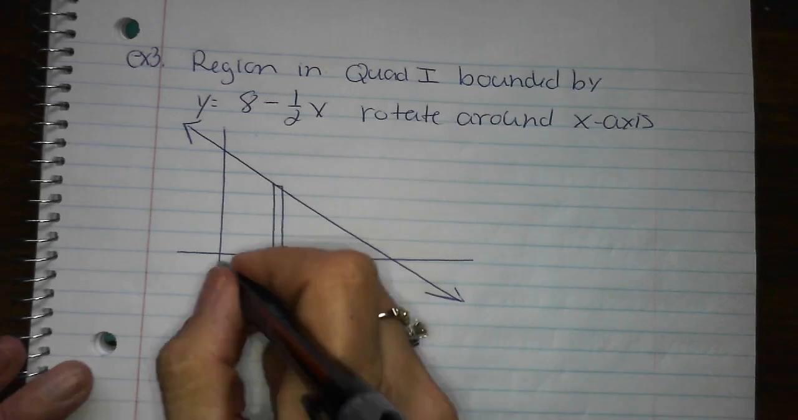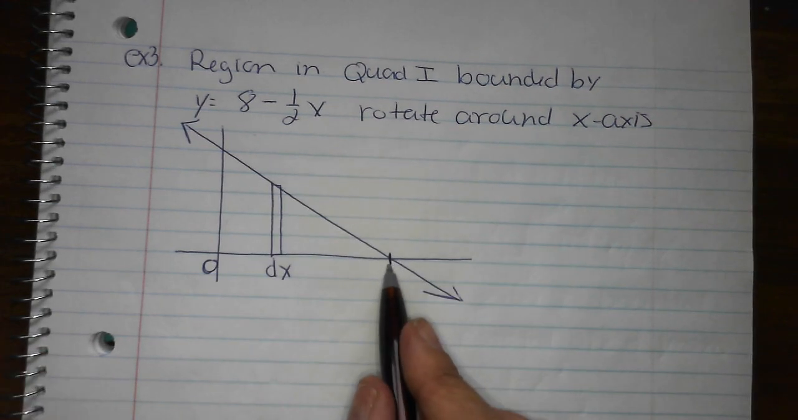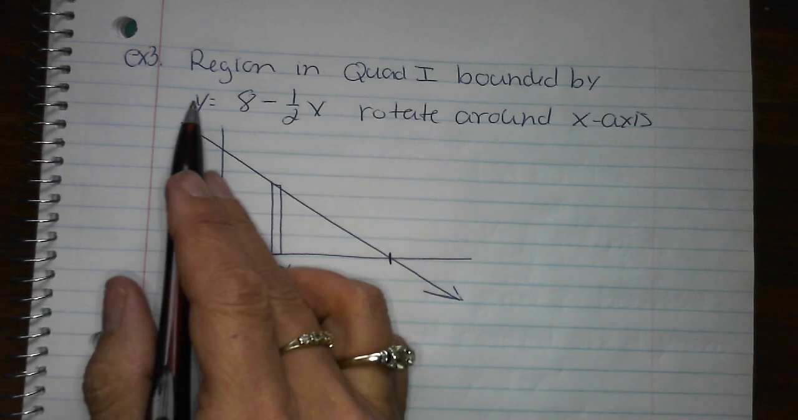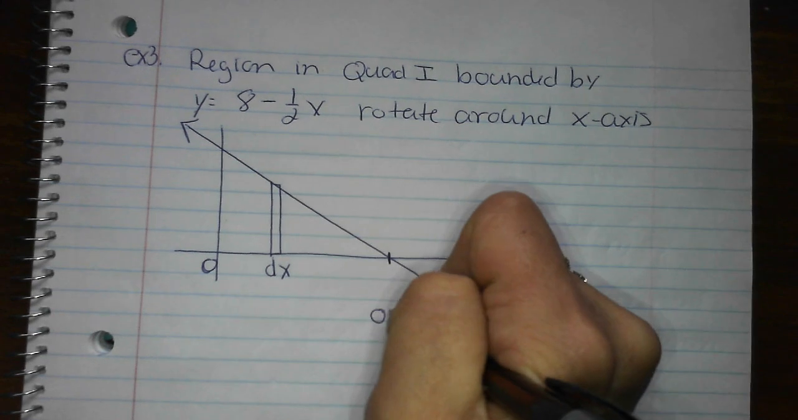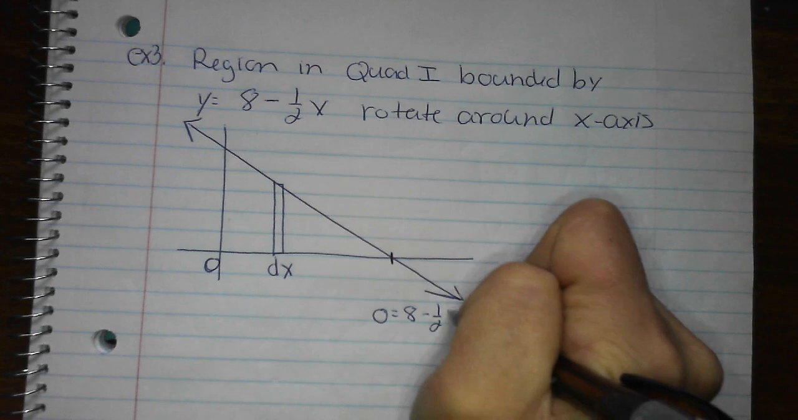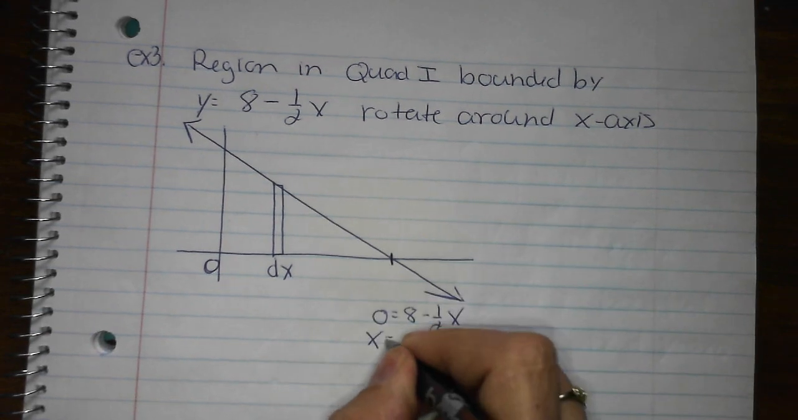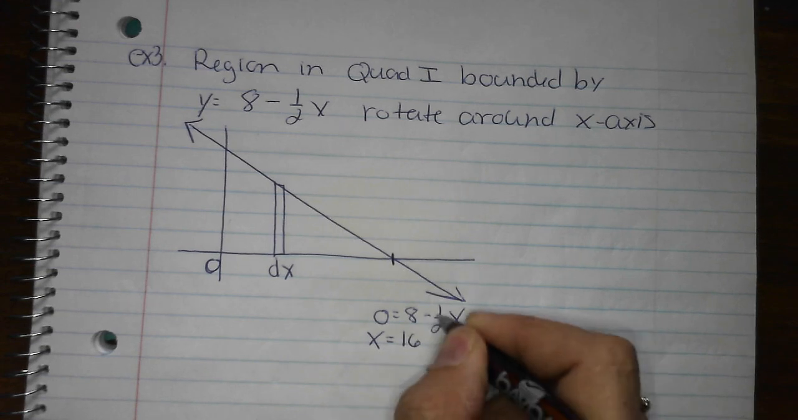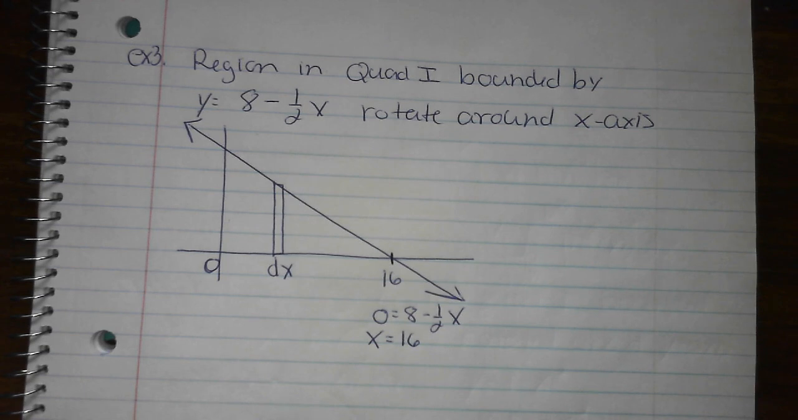x boundaries, so this first one's 0. I need to find this one. And what I know about this point is that the y value is 0. So if I put 0 there and solve for x, 8 minus 1/2 x, add 8 over, divide by 1/2, looks like 16. Half of 16 is 8, 8 minus 8, so this is 16. So I'm going 0 to 16.